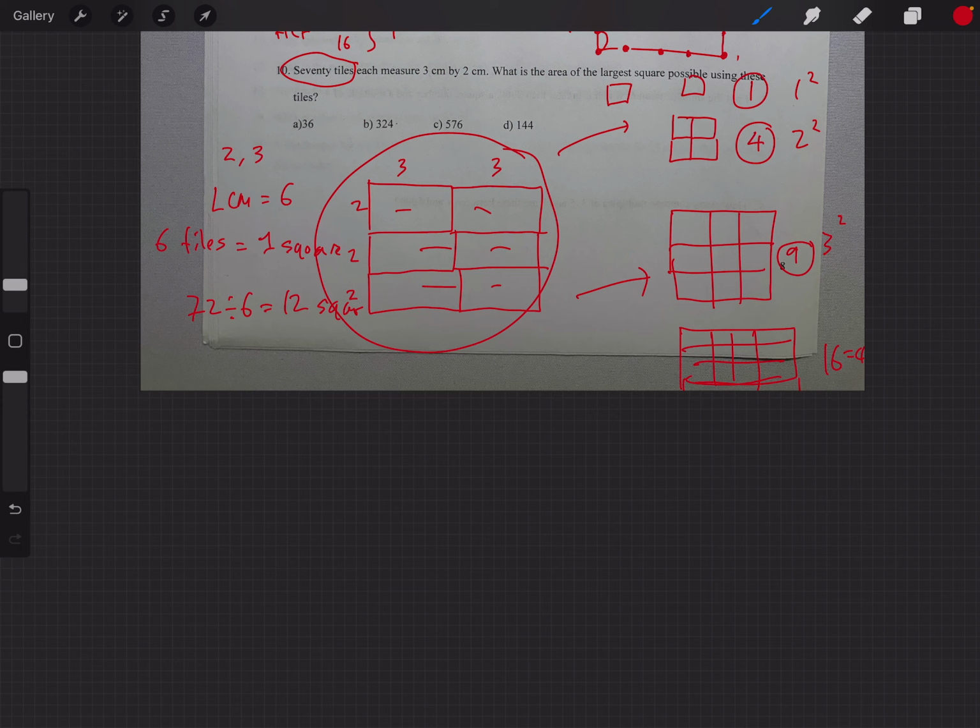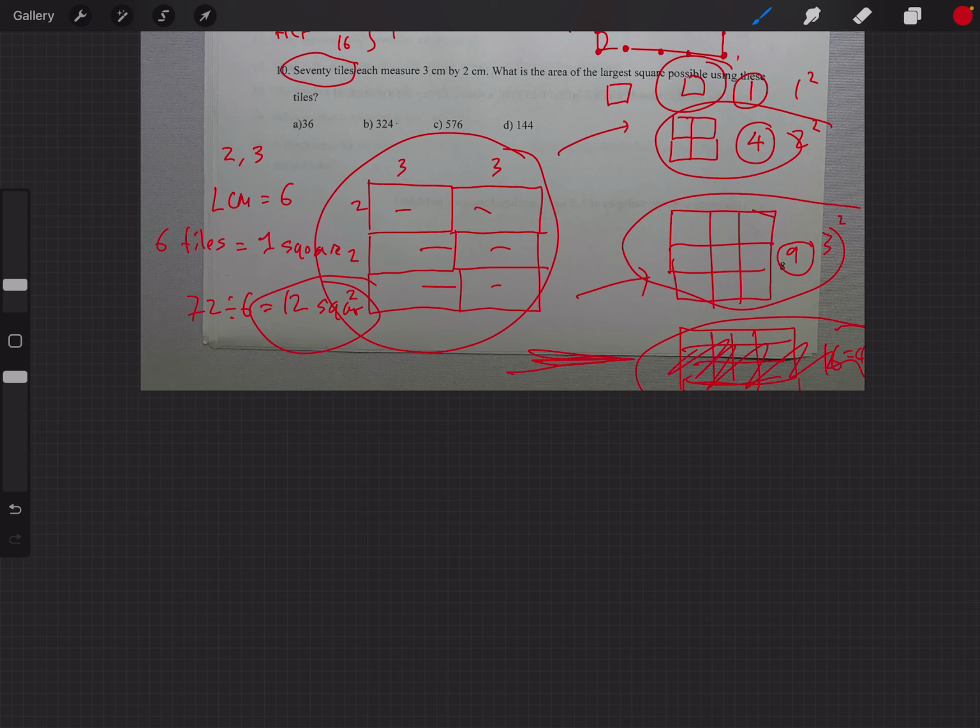So with the 12 squares, what can I make? Can I make 1 square? Yes. Can I make 4 squares? Yes. Can I make 9 squares? Yes. Can I make 16 squares? No, because 12 squares. To make this last one here, you need 16 squares, but you only have 12. So you can make this one here. You can make the 9. You have some left over, but it doesn't matter. You can at least make that shape.